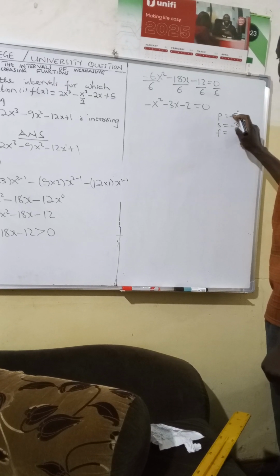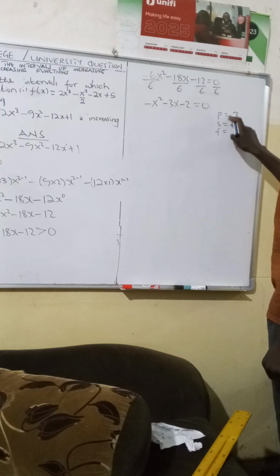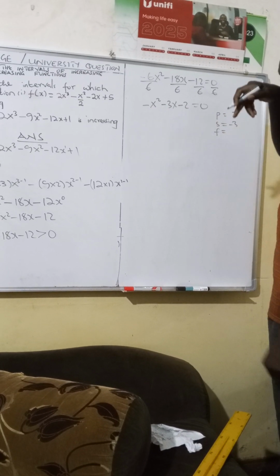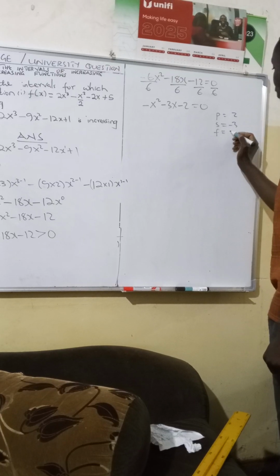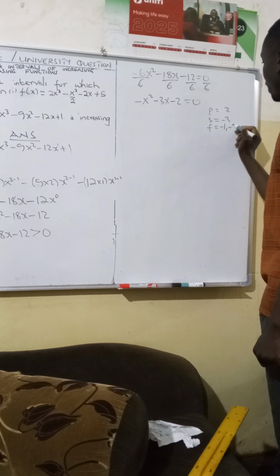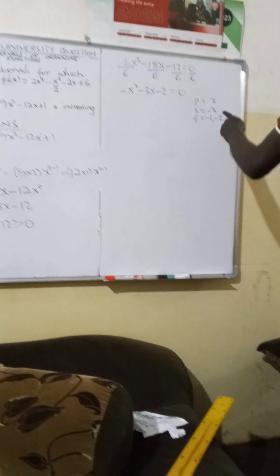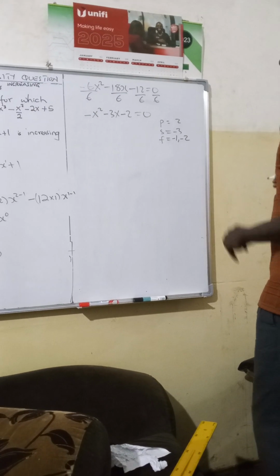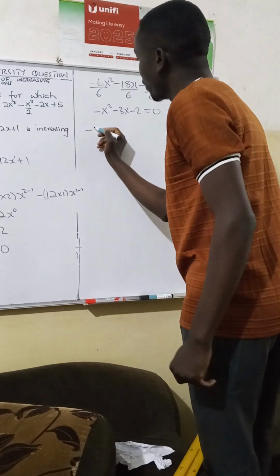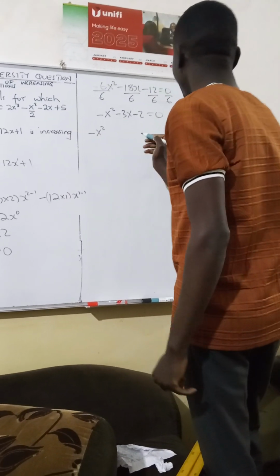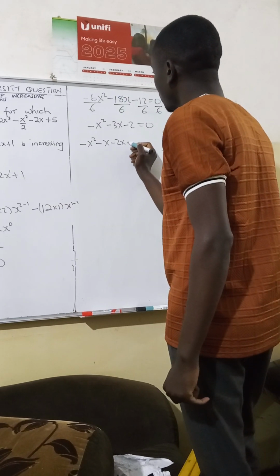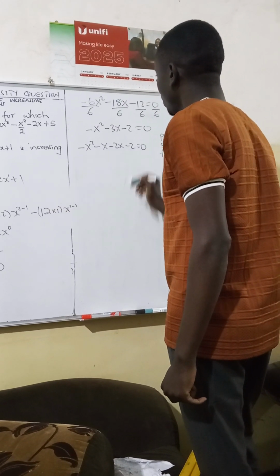So the product is positive 2. Negative 1 times negative 2, the sum is negative 3. So the numbers I can multiply are negative 1 and negative 2. Negative 1 plus negative 2, I'm getting negative 3. Negative 1 times negative 2, I'm getting a positive 2. So I'm going to have negative x squared minus x minus 2x minus 2 equal to 0.